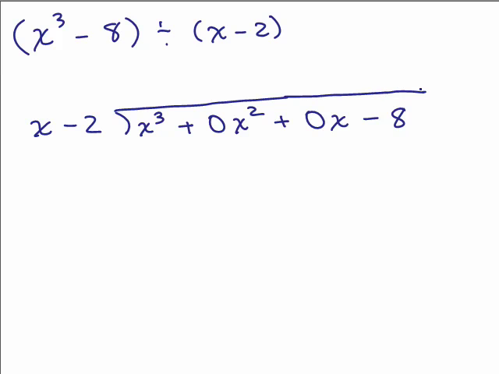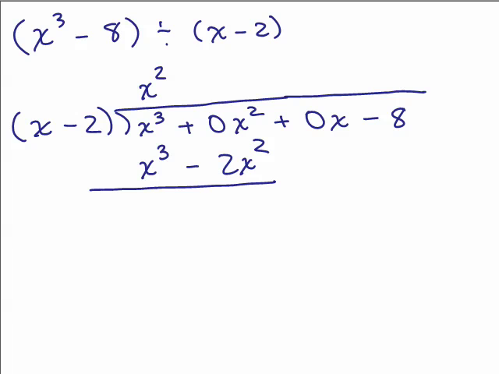Let's see if I can get through this fast enough before I run out of time on YouTube. So x times what will give me x cubed? X squared. Now I have to multiply it by the whole quantity. Remember, x squared times x is x cubed. X squared times minus 2 is a negative 2x squared. Put it under the x squared term, minus 2x squared. Now, here's the trick. You're subtracting that whole thing. So you want to add the opposite. So change that to a negative, change that to a plus, and now add.